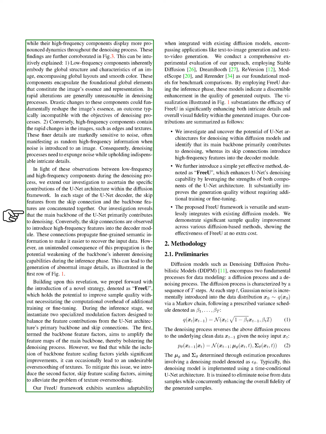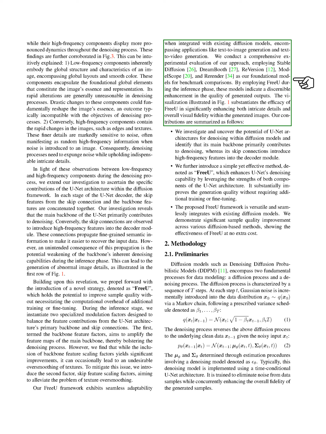The first factor, the backbone feature factors, amplifies the feature maps of the main backbone to strengthen the denoising process. However, this can sometimes lead to an oversmoothing of textures. To counteract this, we introduce the second factor, skip feature scaling factors, which helps to prevent texture oversmoothing. Our FreeU framework can be easily integrated with existing diffusion models and can be used in applications like text-to-image generation and text-to-video generation. We've conducted extensive experiments using Stable Diffusion, Dreambooth, Reversion, ModelScope, and ReRender as our base models for comparison. The results show that using FreeU during the inference phase significantly improves the quality of the generated outputs.